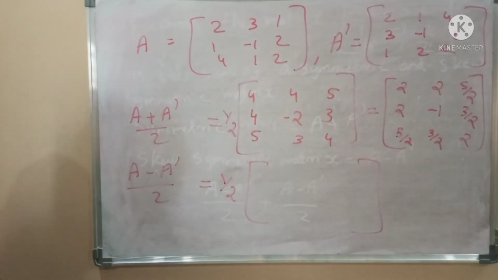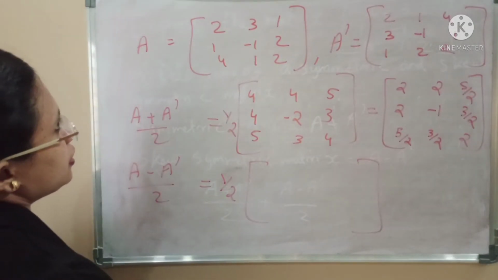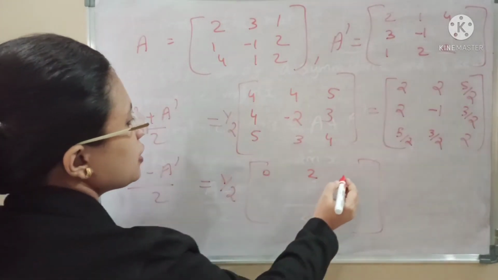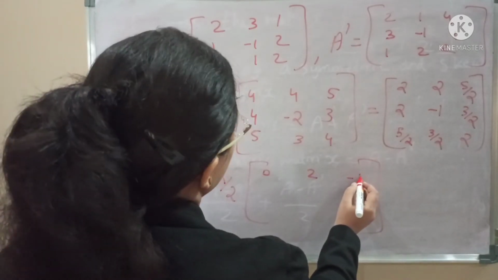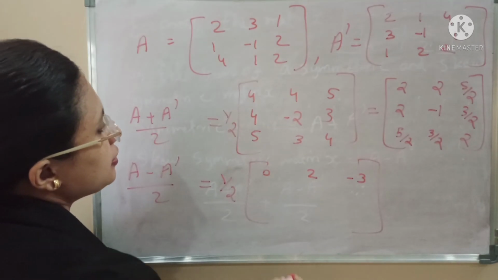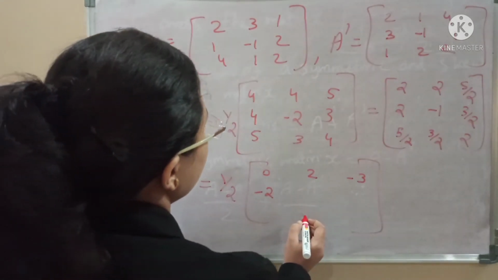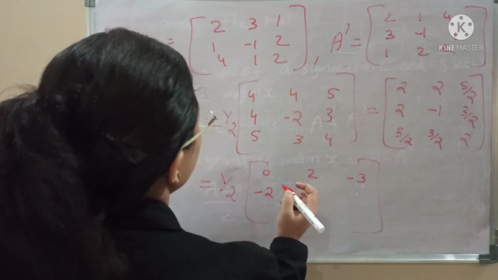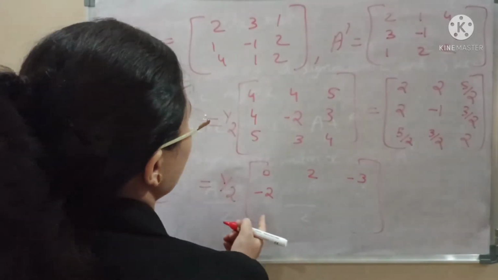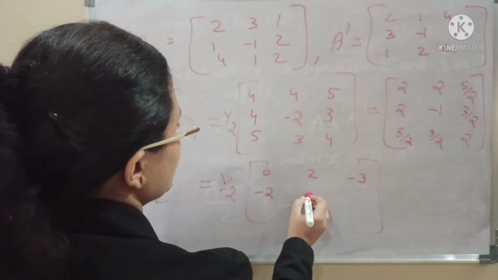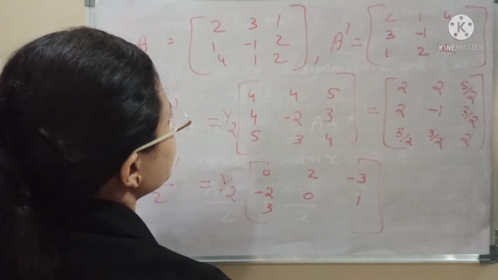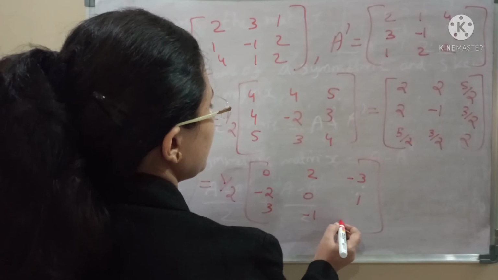Okay, similarly A minus A dash, so 2 minus 2 0, 3 minus 1 2, 1 minus 4 minus 3, and 1 minus 3 minus 2, minus 1 minus minus 1, so minus 1 plus 1, so 0, 2 minus 1 1, 4 minus 1 3, 1 minus 2 minus 1, 2 minus 2 0.